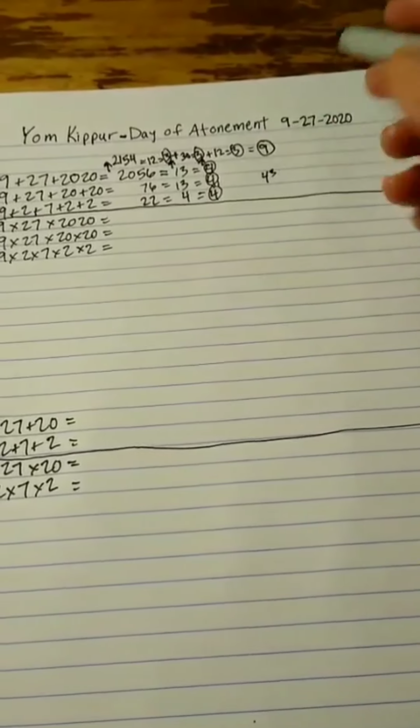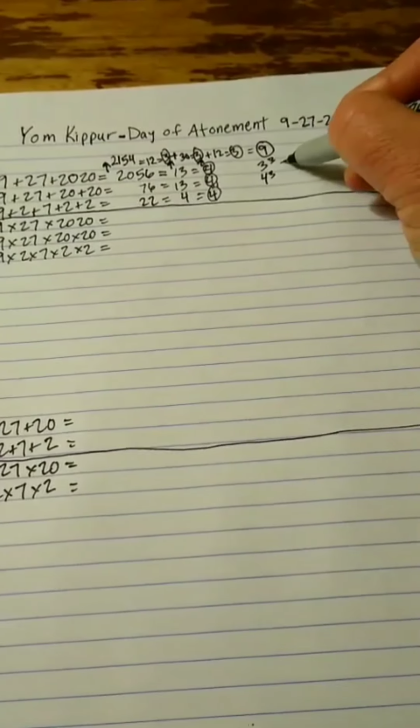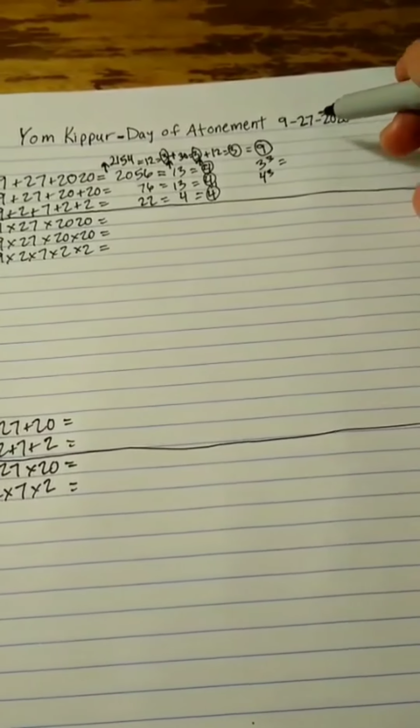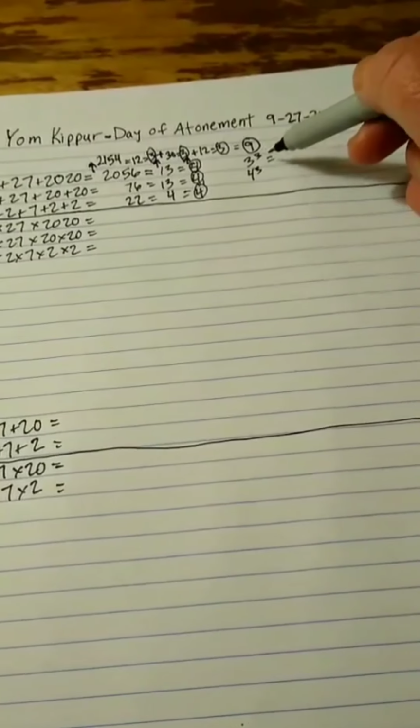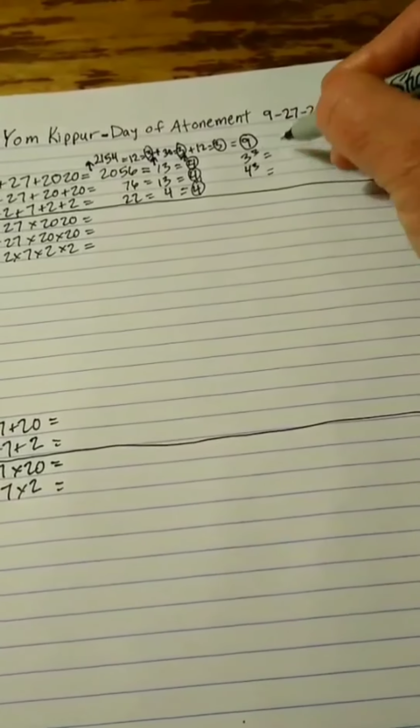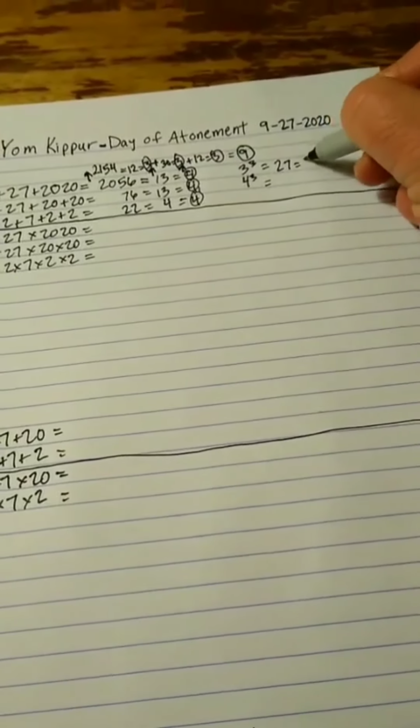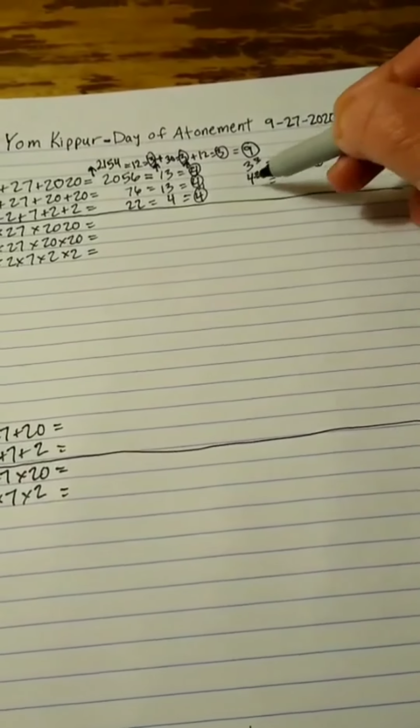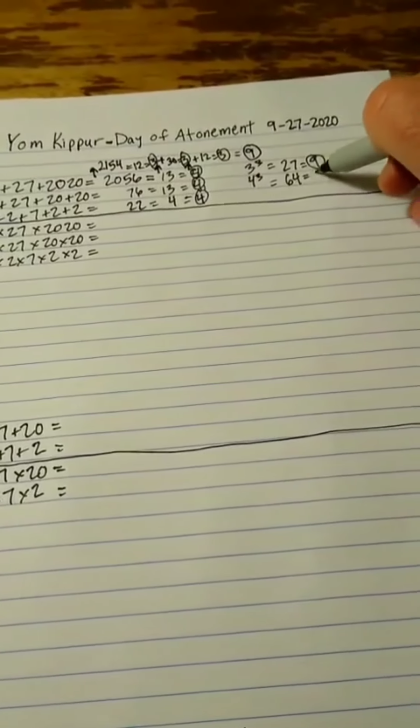All right, so then we have 4 squared, and then we also have 3 squared. So 3 times 3 times 3, not squared, to the third power. I'm so sorry. Okay, so 3 to the third power and 4 to the third power. Okay, so 3 to the third power is 27, and then 2 plus 7 equals 9. Okay, and then we have 4 times 4 times 4 is 64, which equals 10, which equals 1.